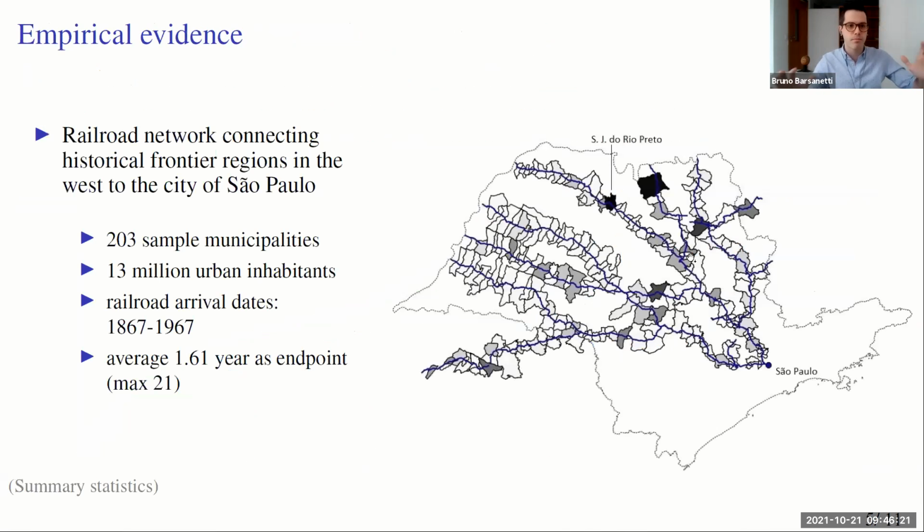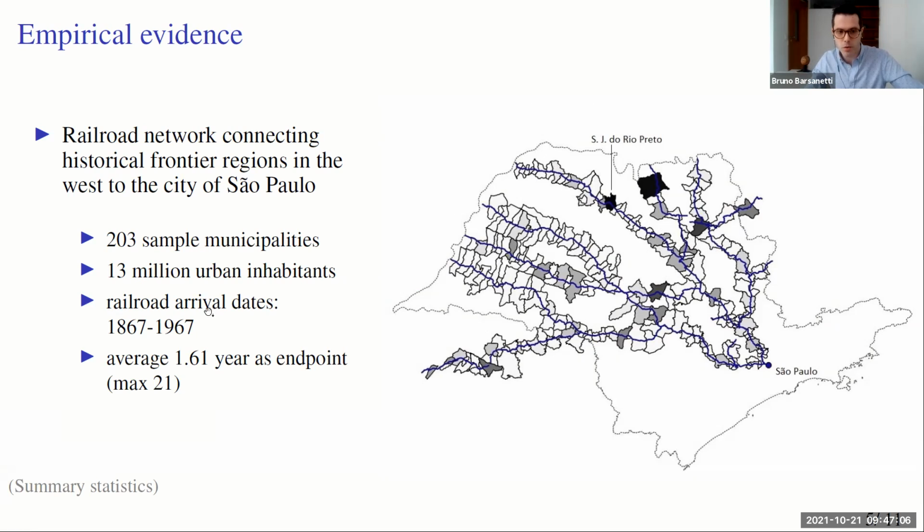And so let's try to test this in the data. What I do is that I collected opening dates for historical railroads in the state of São Paulo. What's interesting about this setting is that São Paulo is over here, the city of São Paulo, and beginning in the mid-19th century, there were all these railroads being built toward the west, which was an area that was very sparsely populated. And so many new towns were emerging in this setting. And so basically we have roughly 200 municipalities. Here I will call each of these what I refer to as a town.